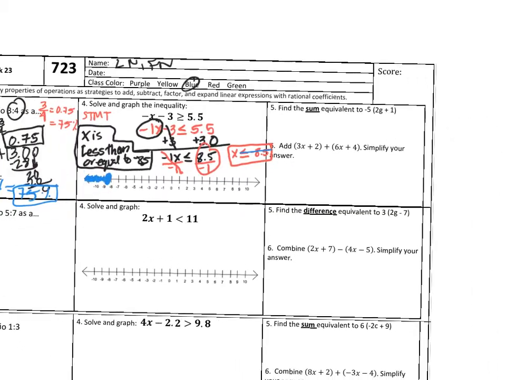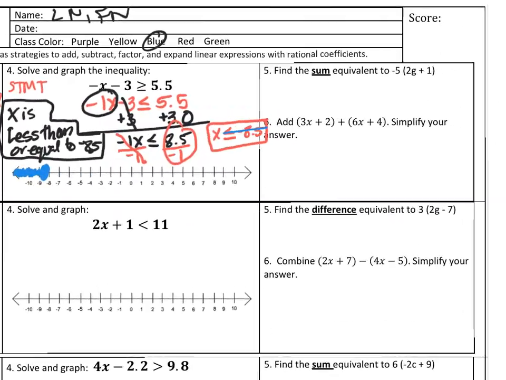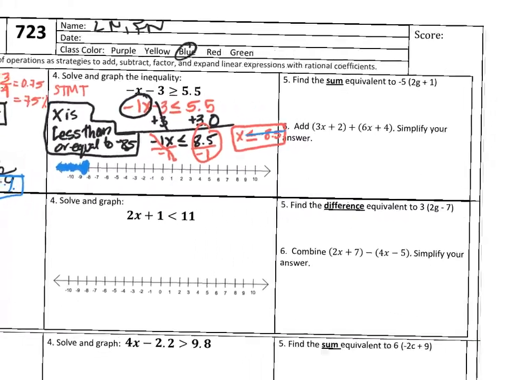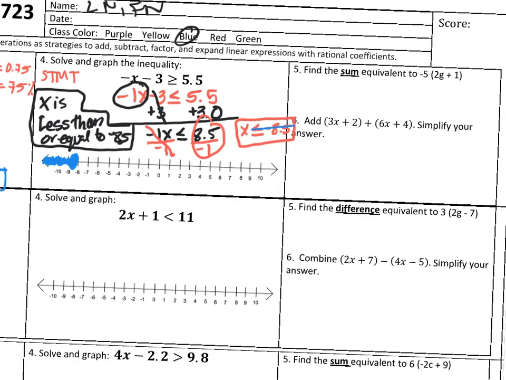All right, back to Monday, number 5. It says find the sum equivalent to -5 times the quantity 2g plus 1. That's just a distributive property. You're already used to this. 2 arrows because there's 2 terms on the inside. -5 times 2g is -10g. -5 times +1 is -5. Or you can write -10g plus -5. Those are equivalent. You can write either one.